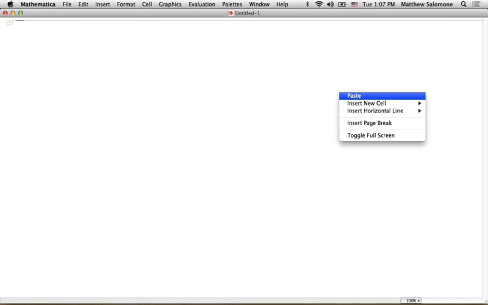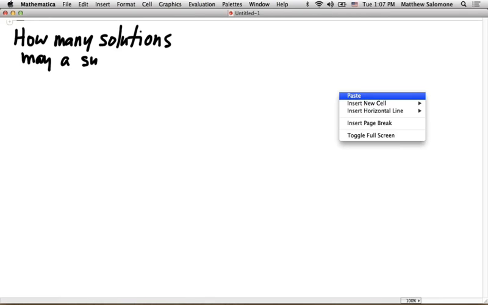So the question I want to wrap up with today is, how many solutions may a linear system of equations have? You mean 2 by 2? Well, we can start thinking about 2 by 2. So what are the options, based on the examples we've seen today?